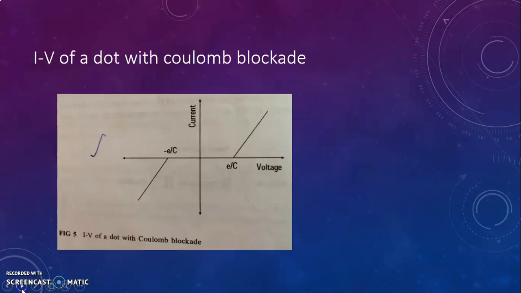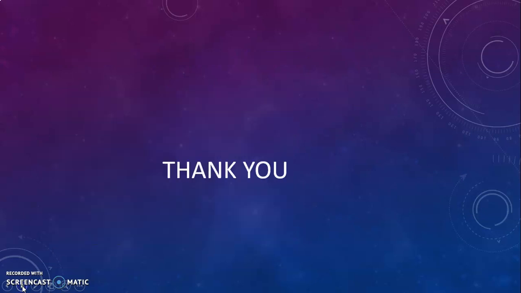Fine. And this is the graph, and in this region between minus e/C and plus e/C there is no possibility of current. Thank you.